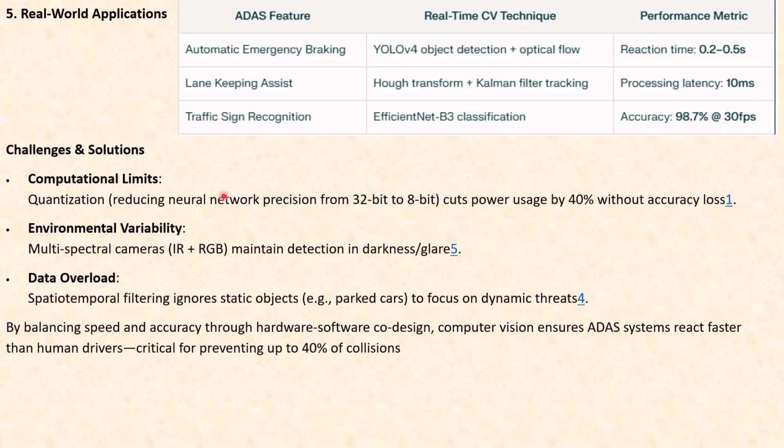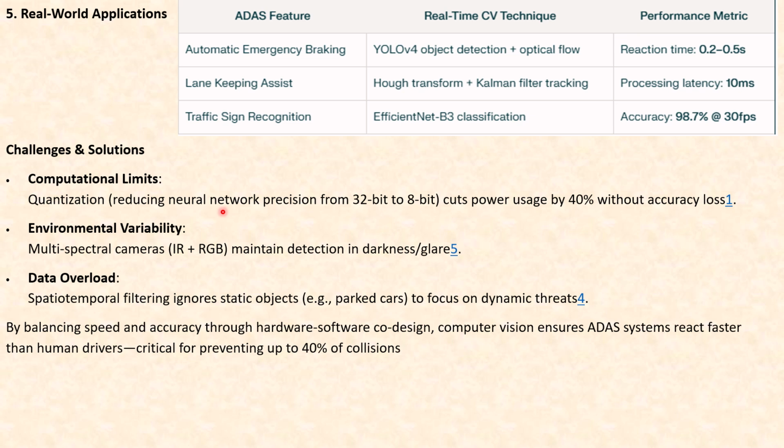Now when it comes to real-world applications, please understand this table. ADAS features, this I already touched upon, so I will just touch upon the performance metric. When it comes to automatic emergency braking, reaction time is less than 0.2 to 0.5 second. When it comes to lane keeping assist, latency is approximately 10 milliseconds. And when it comes to traffic sign recognition, with the help of EfficientNet-B3 classification, accuracy is 98.7% at the rate of 30 fps.